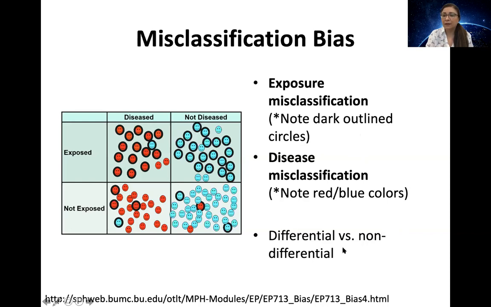If it's non-differential, it means that these two, exposure and disease misclassifications, are about equal. They're about the same. So when they're about the same level or magnitude, sometimes it cancels each other out in the equation, and it doesn't really impact our results as much. So the one that we want to avoid more than anything is the differential misclassification bias.